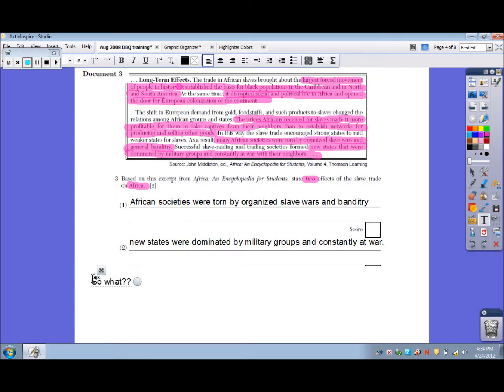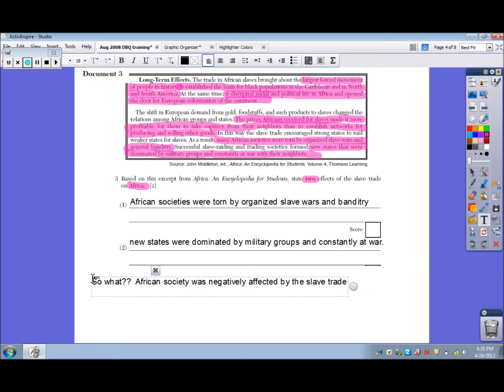So if African societies were torn by organized slave wars and banditry, how is that going to impact them? What do you think that's going to lead to? Is that going to help their society? Is that going to hurt their society? It's obviously going to hurt their society, so you can write down that African society was negatively affected by the slave trade.